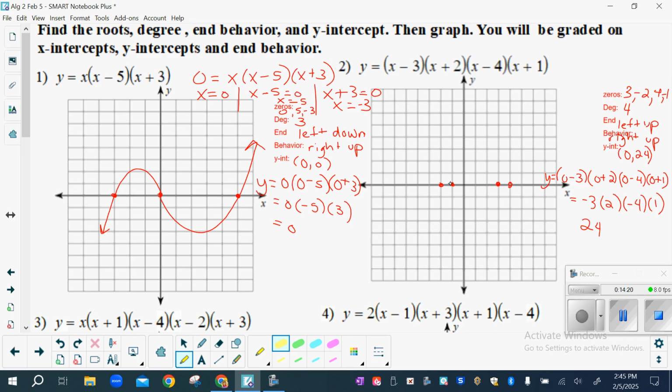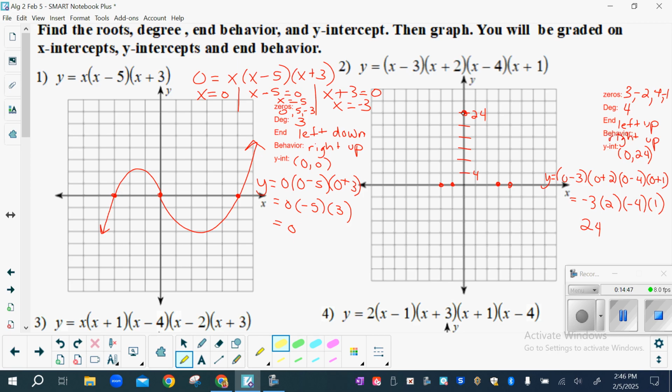I don't have 24 tick marks on my axis there. I can make my increments different on my y-axis than my x-axis. So in order to make it fit, I can do increments of, say, 2 or 4. I'm going to make them 4. So 24 would be right there. We know that there is a point right there.